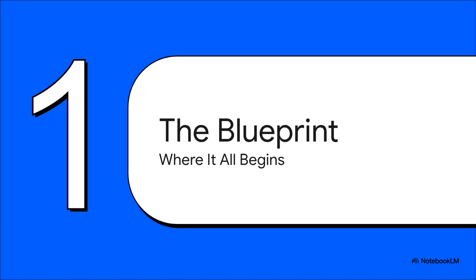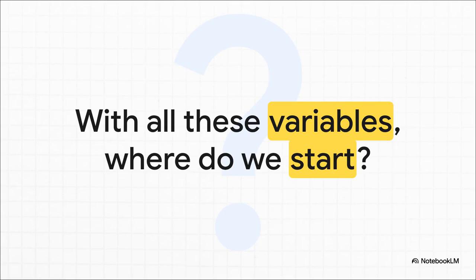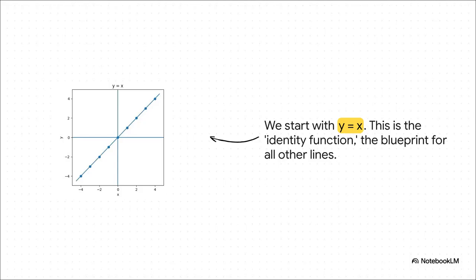Where does it all begin? With all these different parts, you might be wondering, where do we even start? Well, like with anything complicated, the best way to really get it is to start with the simplest version possible. And here it is, y equals x. This is what we call the identity function, and it's our ground zero. Just look at it. It's perfectly balanced. For every one step you move to the right, you move exactly one step up. It slices right through the origin at a perfect 45-degree angle. This is the foundation for literally every other line we're going to talk about.